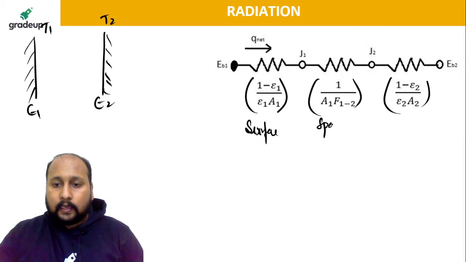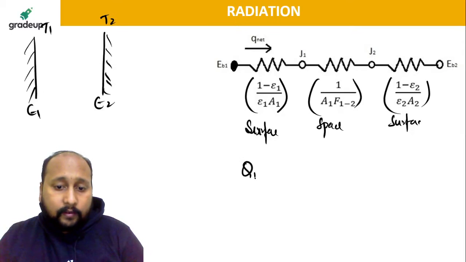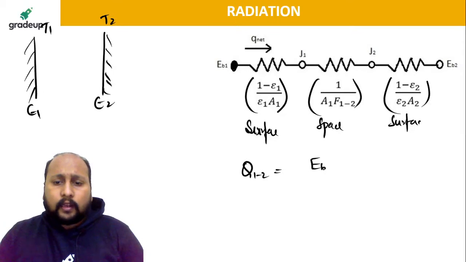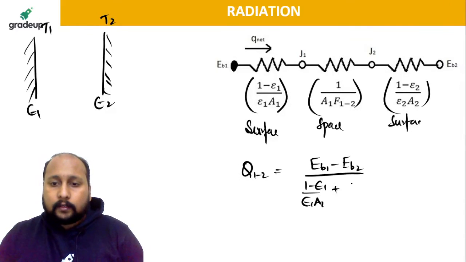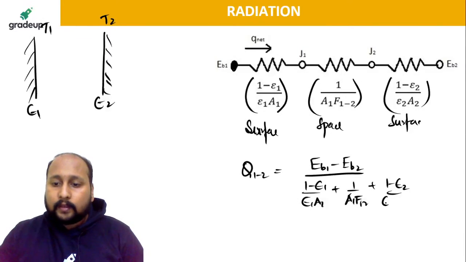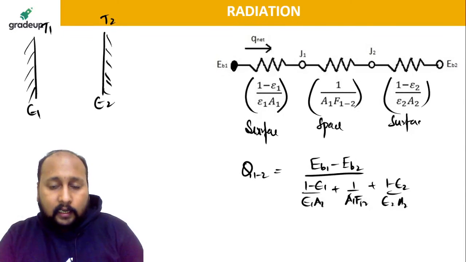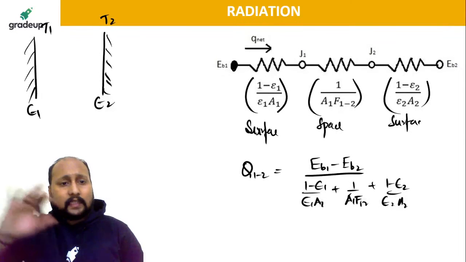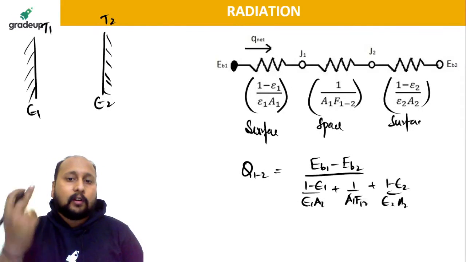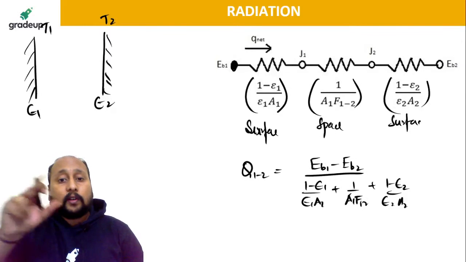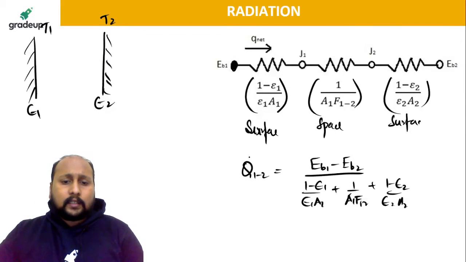Surface, space and surface. So if I want to write the heat exchange between 1 and 2, I can write EB1 minus EB2, by Ohm's law, the electrical analogy, over (1 minus emissivity 1) upon (emissivity 1 times A1) plus 1 upon (A1 F12) plus (1 minus emissivity 2) upon (emissivity 2 times A2). So this is a standard formula. If you have concentric cylinders instead of plates, or concentric spheres, no problem. This is your generalized equation.